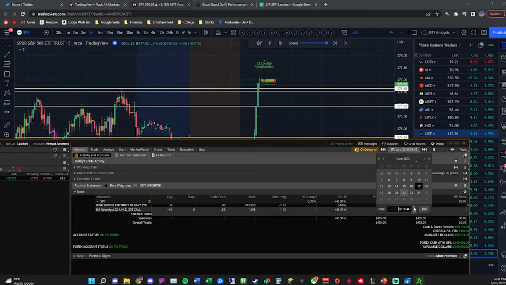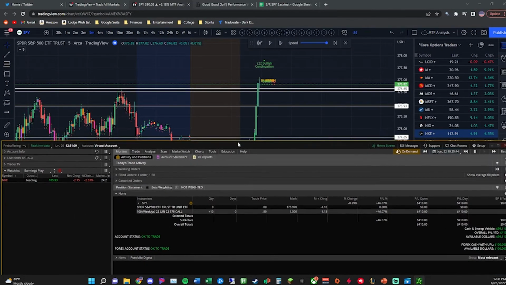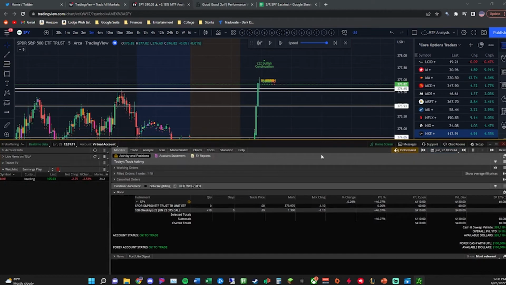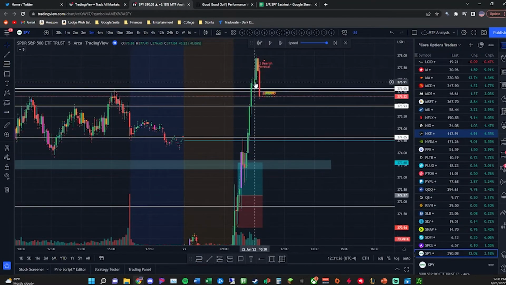Click our way to 1025. Let it buffer a little bit. And we would already be out of several contracts, but now we're up to 2.62, so 195% profit. And I'm looking for that 212 right there.